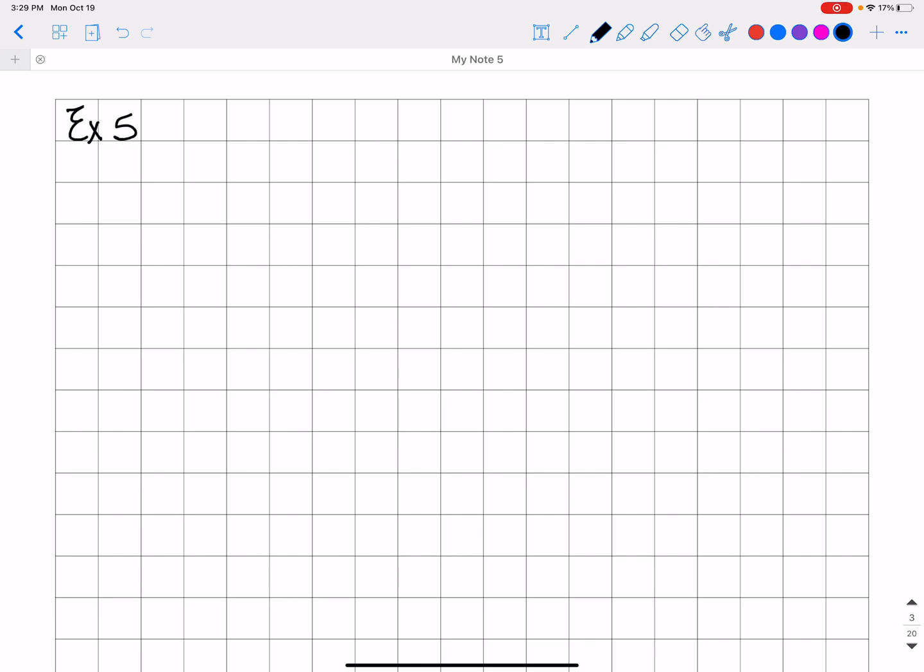So example number 5 is y equals negative the absolute value of x plus 2 minus 4. There we go. All right. So first things first, draw your T-chart. It's always how you start.